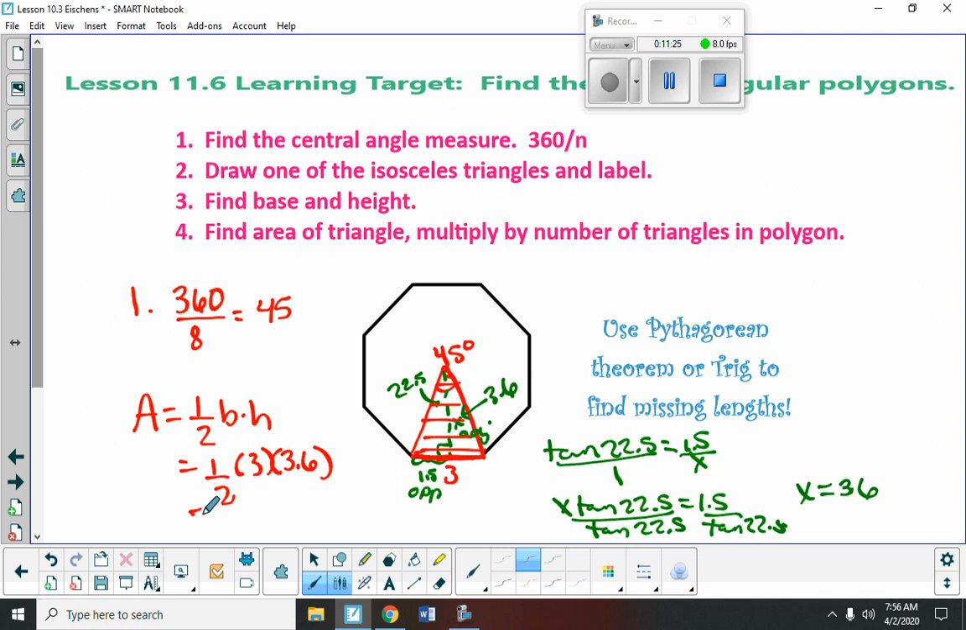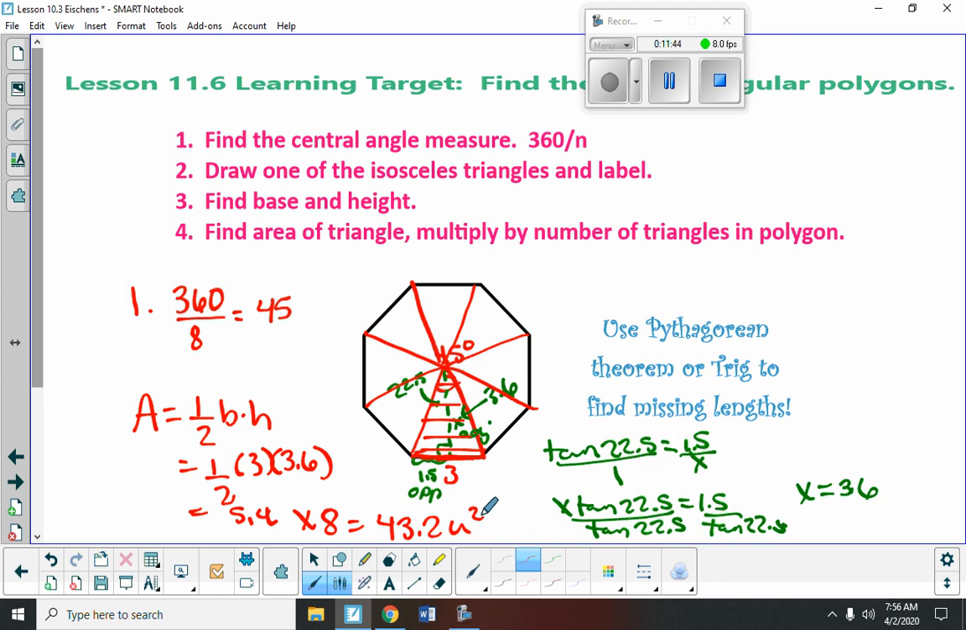And you get 5.4. And that's the area of one triangle. And again, we have 8 triangles here. So you take that and multiply it times 8. And that will give you the area of the whole thing. 43.2, and area is units squared.